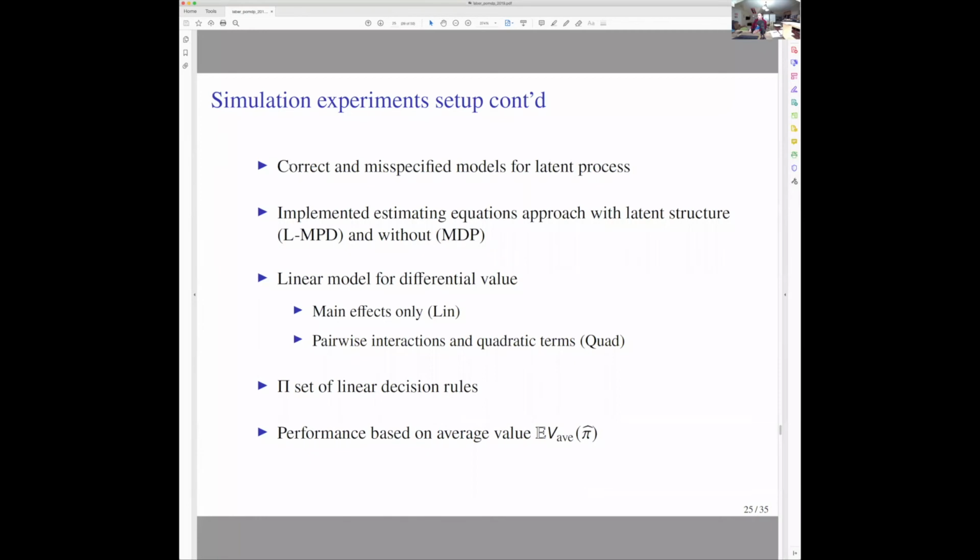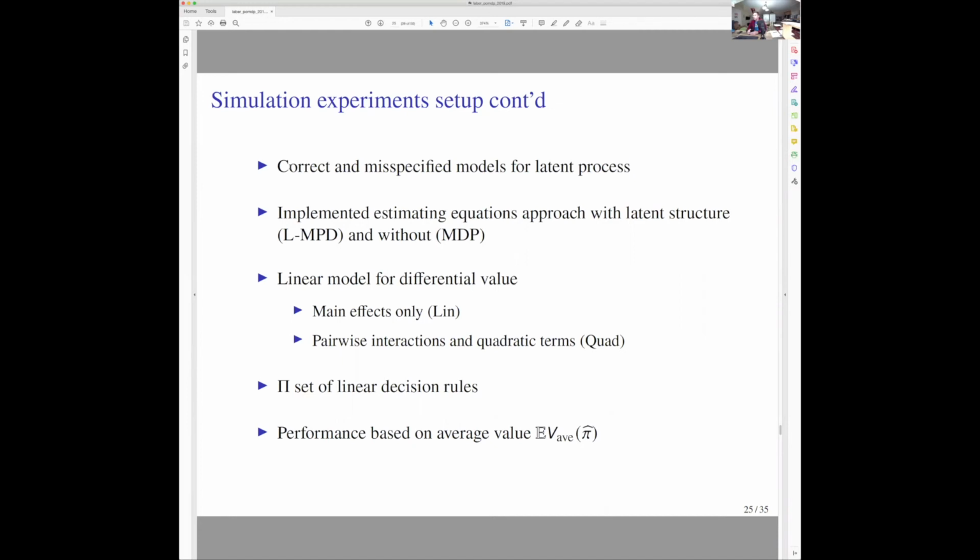We implemented the estimating equations with the latent structure and without the latent structure. So one natural question is, well, what if we just ignored this latent structure? What if we just pretended it was an MDP and sort of forged ahead? How much would we really lose if we did that? Maybe it's robust to that lack of Markovian structure, and everything will work out. So that was a natural question to ask, we thought.